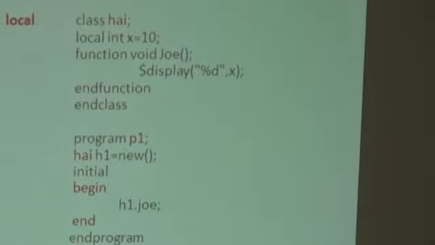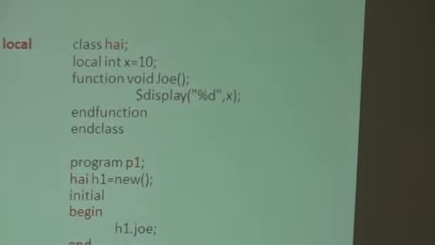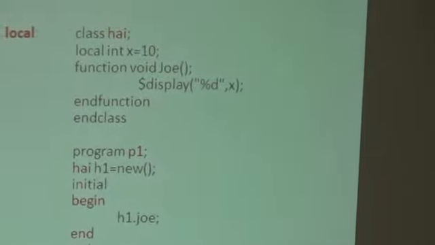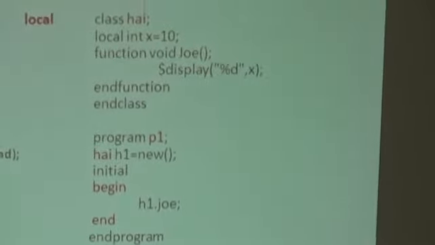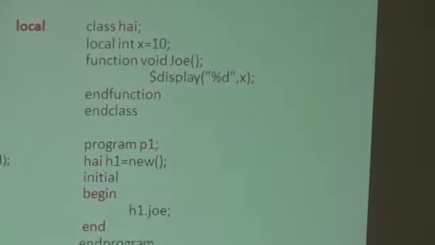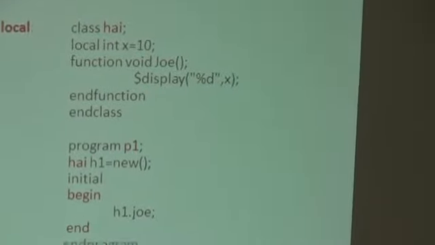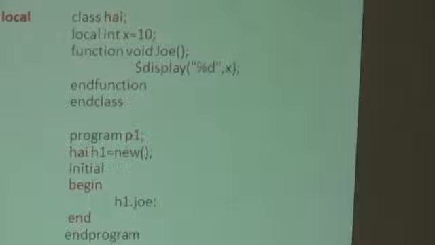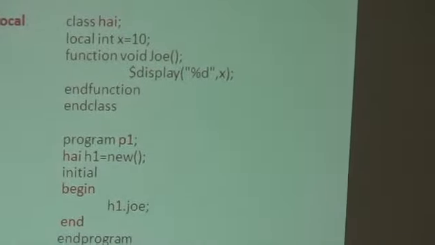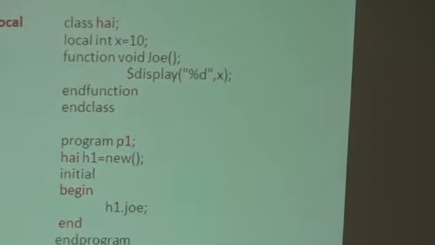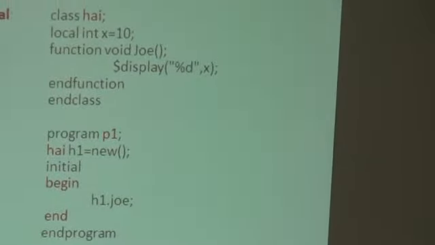In program block p1 I create an object for class high using h1 is equal to new, and I try to access the method joy using the object handle h1.joy. When h1 is created with new, the object is created for the whole class, and I have invoked h1.joy. When it is invoked, it prints the value of x, so that's why I got the value of x as 10. I am not accessing x directly, but I am accessing the method joy outside the class.